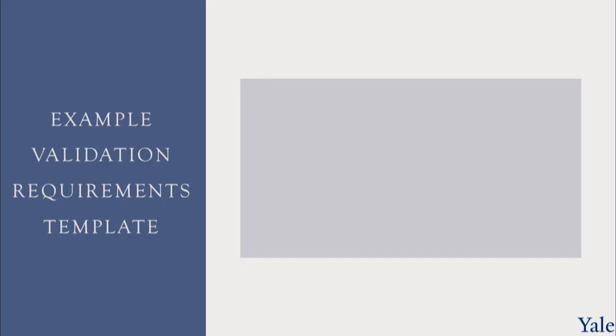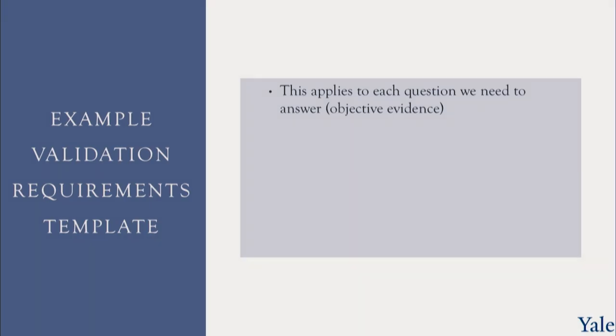And here's one example of a new thing and one example of an improvement, of a comparison to something that exists. So we're going to walk through a template here and walk through the steps in more detail in the next few slides. So let's look at what a template looks like. And what I'm going to present here applies to each question we need to provide objective evidence for.